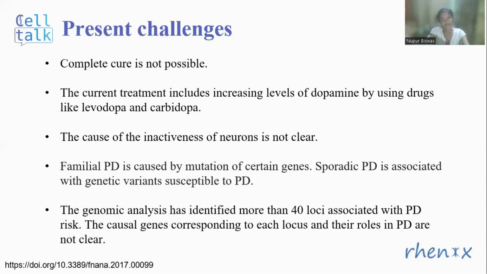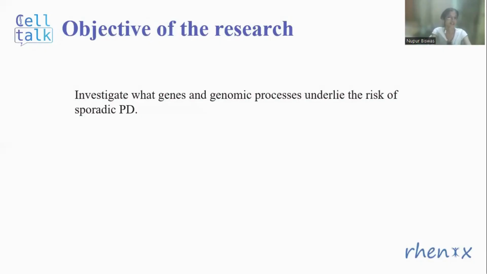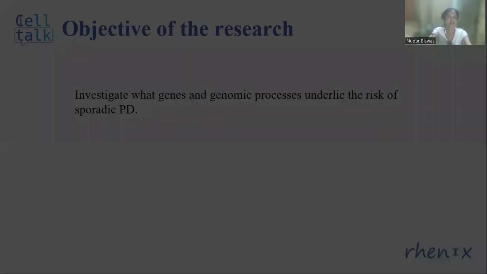Almost 40 loci have already been identified as associated with Parkinson's disease risk. Apart from that, some specific genes have also been identified. But still, the causal genes corresponding to each locus and their roles in Parkinson's disease are not clear. With these challenges, the current research article sets its objective to investigate what genes and genomic processes underlie the risk of sporadic Parkinson's disease. To explore this, the researchers followed some methodologies.